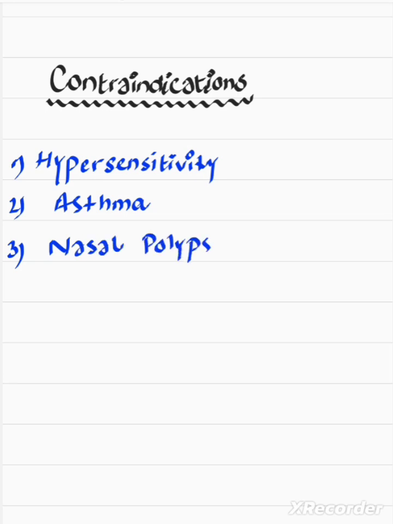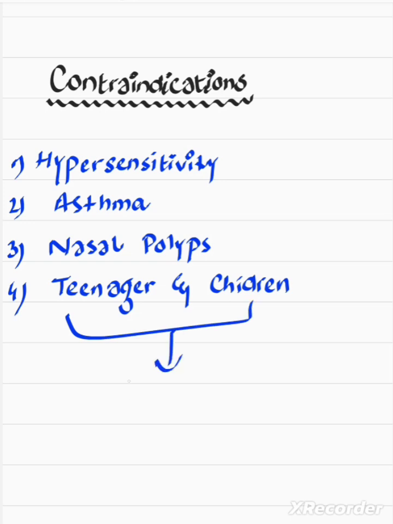And lastly, we need to be very, very careful about the use of aspirin in teenagers and in the children. We do not use it in this population, as aspirin is very notorious to cause Reye syndrome in the children. So we do not give aspirin in children. So this was all about the aspirin.